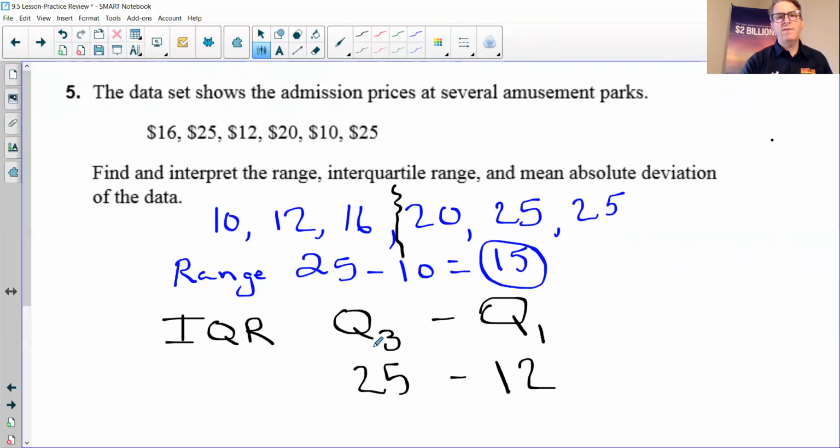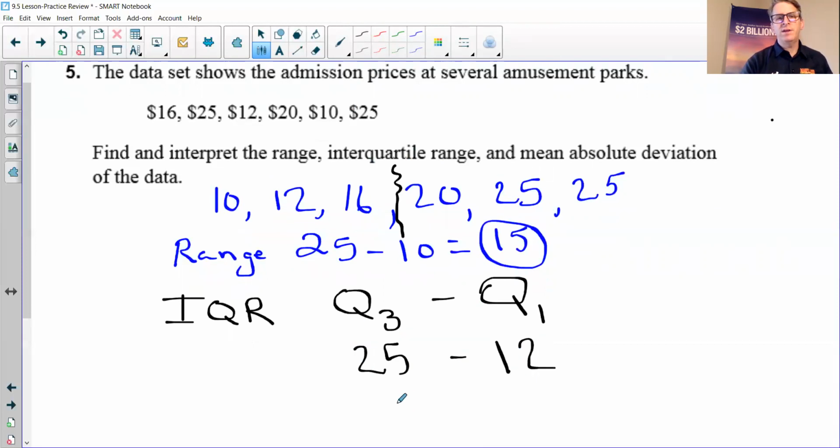So 25 minus 12 is 13. 13 is the IQR. Again, we find the middle, which in this case 18 would be the median, 16 plus 20 divided by 2. And then we find the median of the left side, which would be the Q1. The Q1 is 12, and the Q3 on the right would be 25. So your IQR is 13.